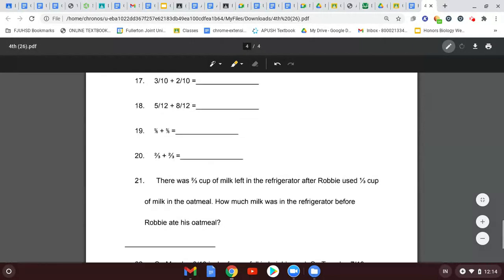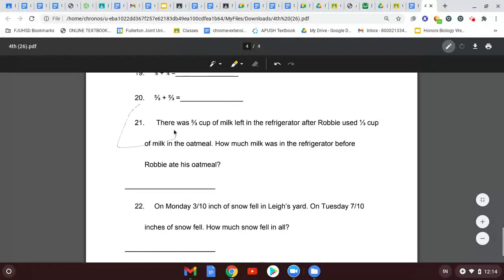Let's do the last 2 word problems and then we'll call it a day. So there's 2/3 cup of milk. After Robbie used 1/3 of the cup of milk in his oatmeal, how much milk was in the refrigerator before Robbie ate? So if there's 2/3 of a cup of milk before, and Robbie used 1/3 of the cup, we're trying to figure out how much milk was there before Robbie ate his meal. We're going to add what he used, which was the 1/3 cup of milk. And if you add that all together, we get 1 cup of milk.